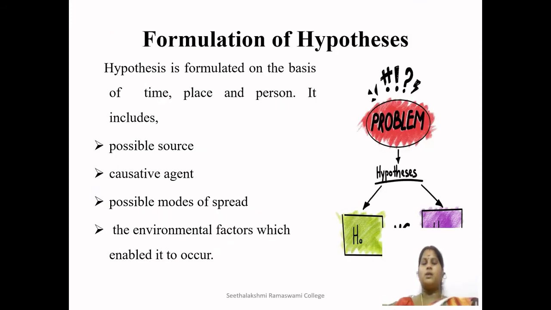Next one is formulation of hypothesis. The hypothesis is formulated on the basis of time, place and person. It includes possible sources of disease, the causative agent for the infection, possible mode of spreading of the disease, and the environmental factors which are able to cause a specific disease.